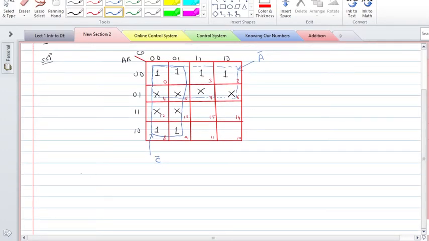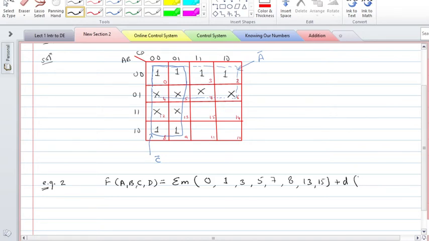Take another example. Suppose F of A, B, C, D is equal to summation m of 0, 1, 3, 5, 7, 8, 13 and 15, with don't care conditions at 2 and 10.